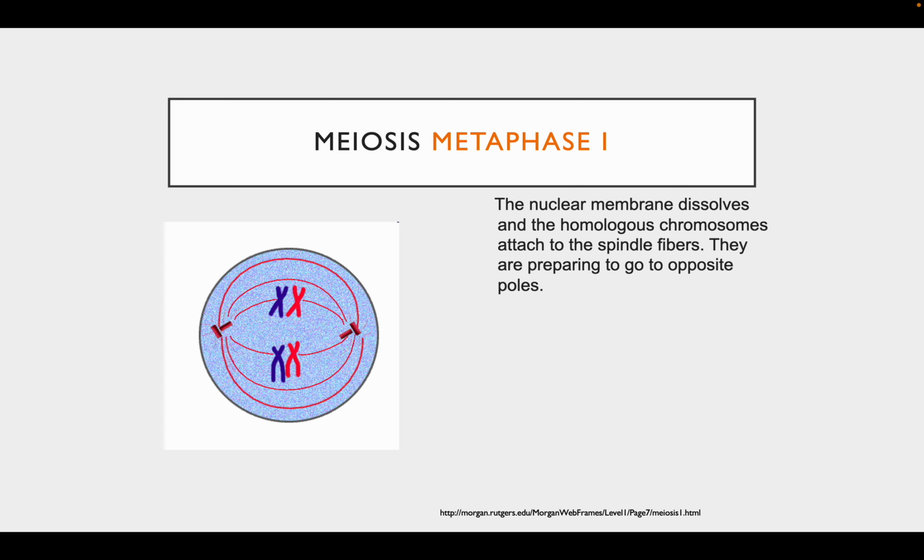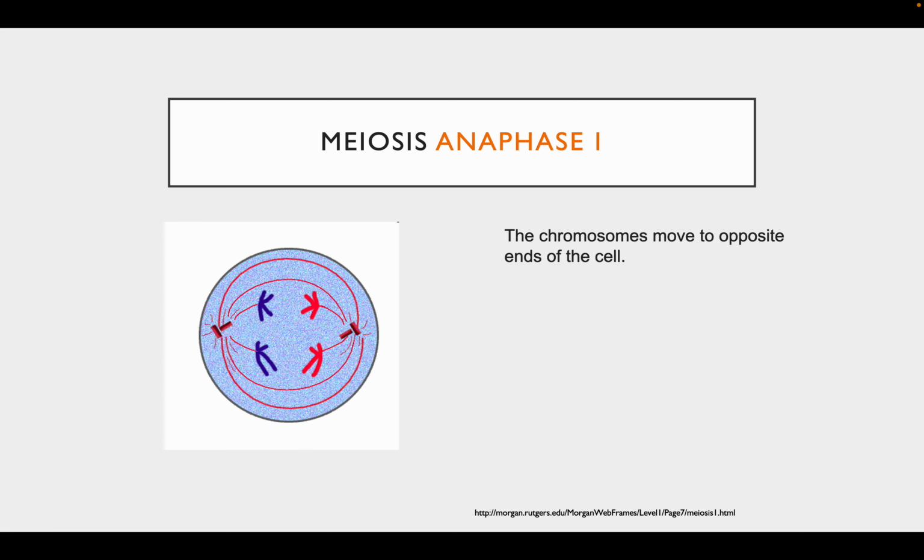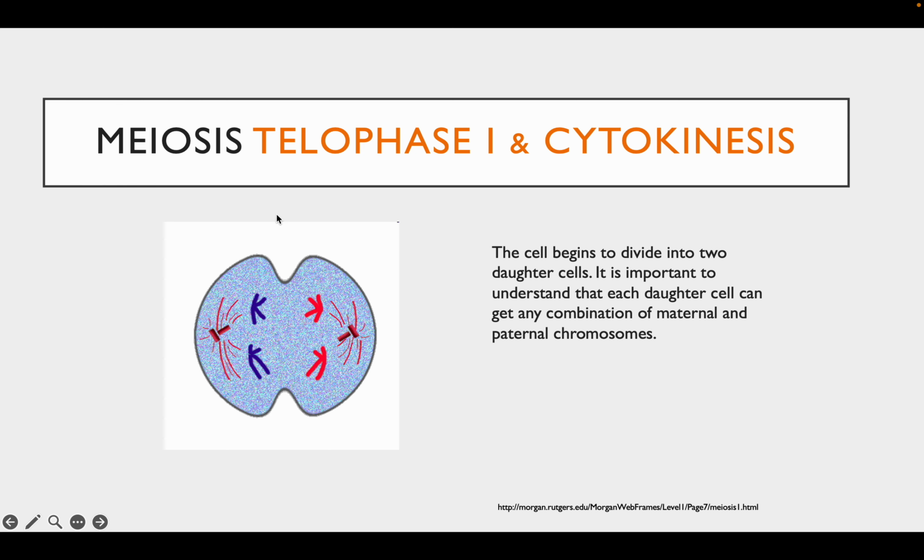The nuclear membrane dissolves in the metaphase and homologous chromosomes attach to the spindle fibers. They are preparing to go to opposite poles in the anaphase. So in the metaphase they are on this plate, the metaphase plate. In anaphase, finally the chromosomes move to opposite ends of the cells. Now cytokinesis happens and it divides to form two daughter cells having both maternal and paternal chromosomes.